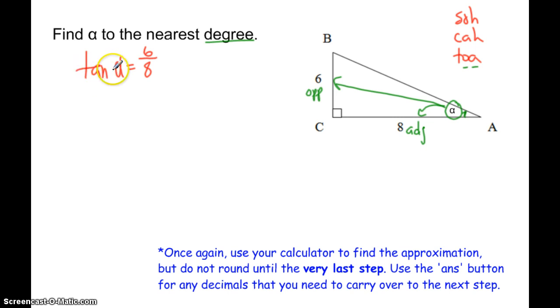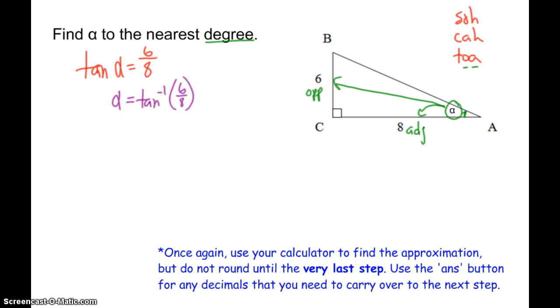Just like if I have squares and square roots, I'd take the square root of both sides. I kind of do the same thing here. When I take that inverse tangent, it gives me back just the angle. On the right side, the inverse tangent of 6 over 8 is what I would plug into my calculator.